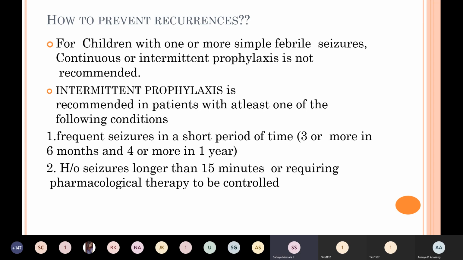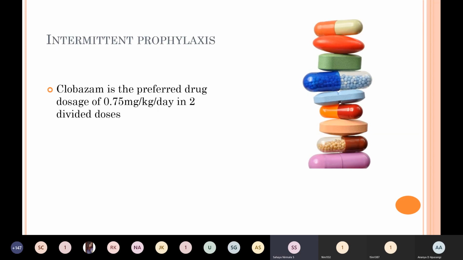If the child has frequent seizures in a short period of time, like 3 or more in 6 months or 4 or more in 1 year, then we have to start this child on prophylaxis. Second is if the seizures last for longer time, more than 15 minutes, and require drugs to stop the seizure, then again we'll have to start the child on intermittent prophylaxis. So what is the drug of choice for intermittent prophylaxis? Clobazam is the preferred drug at the dose of 0.75 mg per kg per day in 2 divided doses.